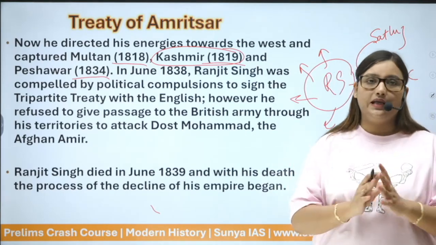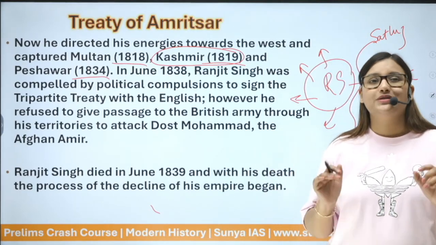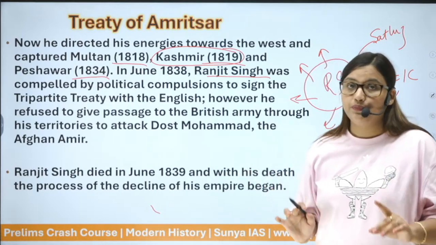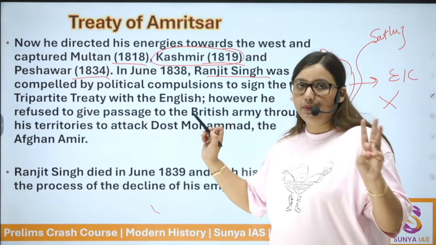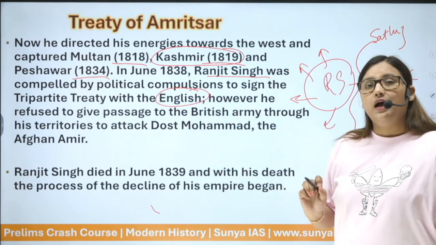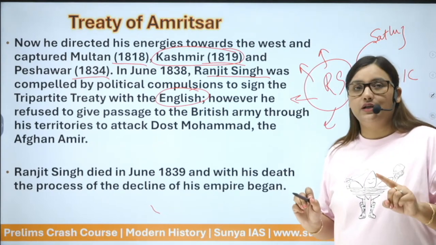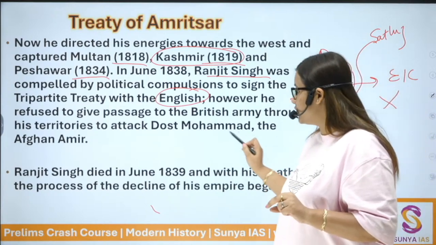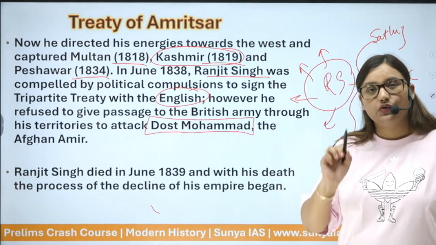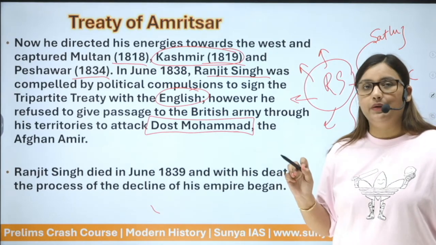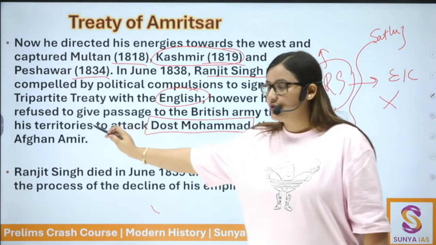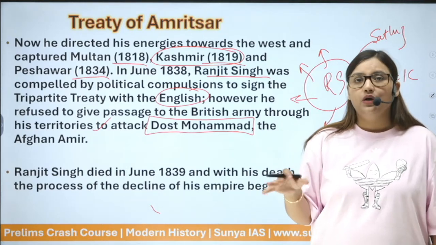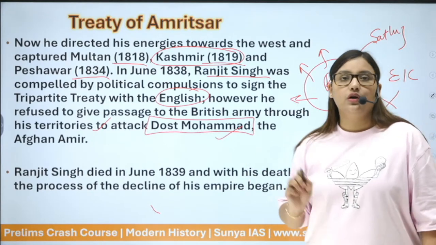In June 1838, Ranjit Singh was compelled by a political compulsion to sign a tripartite treaty. Okay, unwillingly he had to sign a treaty in June 1838. Okay, what was the tripartite treaty? It was a treaty with three parties: English, Ranjit Singh, and an ambitious ruler of Afghanistan who wanted to rule Afghanistan. Okay, he was Shah Shuja, who was against Dost Muhammad. Dost Muhammad was the ruler of Afghanistan. So English, Ranjit Singh, and Shuja, these three together signed, because already Satluj River was the boundary. So he said that you will not use my soil to attack Dost Muhammad, who was the ruler of Afghanistan.